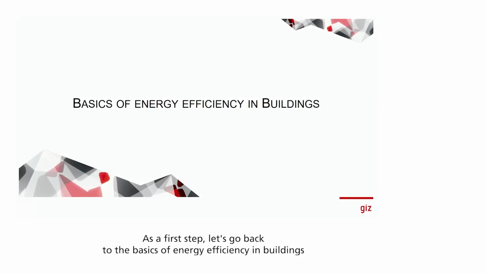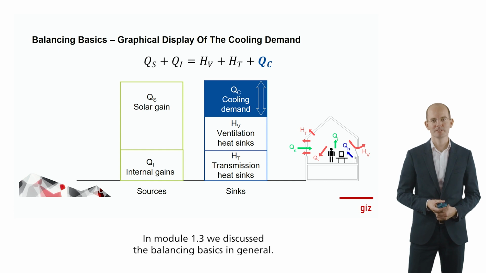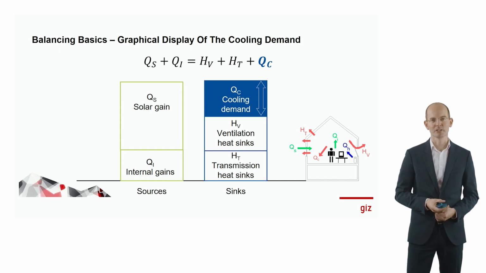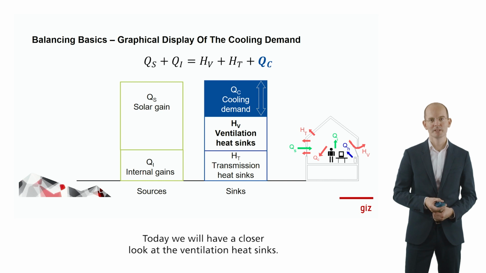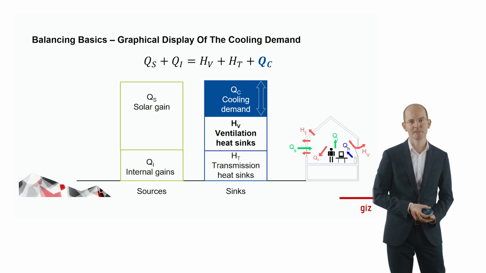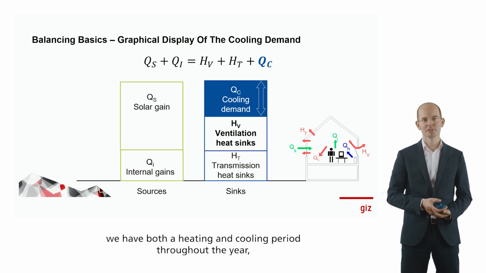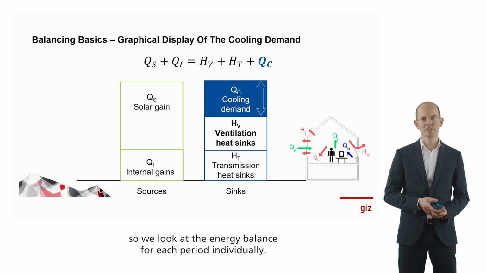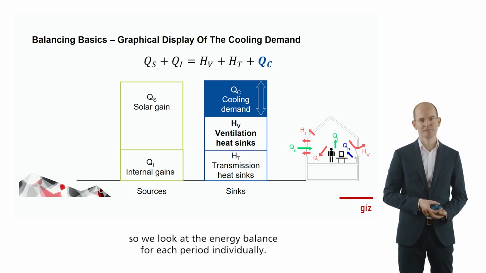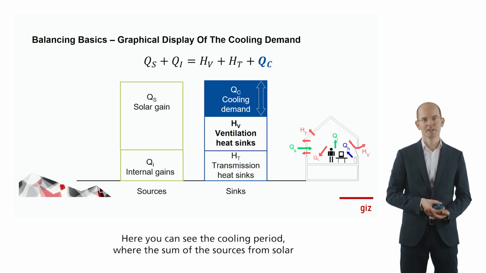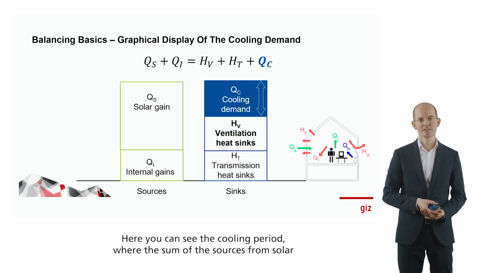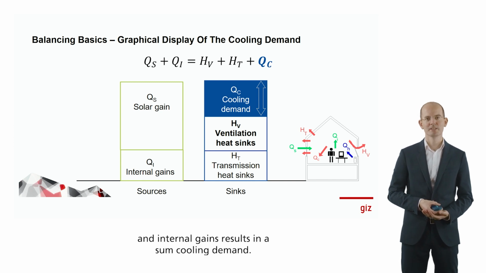As a first step, let's go back to the basics of energy efficiency in buildings. In module 1.3, we discussed the balancing basics in general. Today, we will have a closer look at the ventilation heat sinks. In INDORE's climate, we have both a heating and a cooling period throughout the year. So we look at the energy balance for each period individually. Here you can see the cooling period, where the sum of the sources from solar and internal gains results in the sum cooling demand.